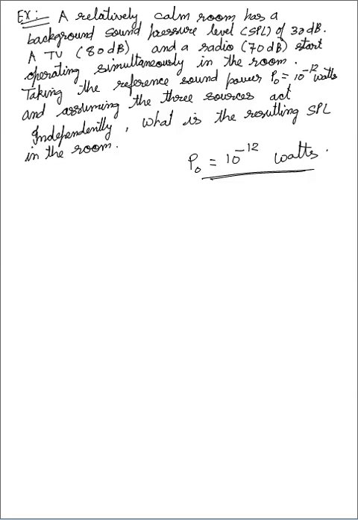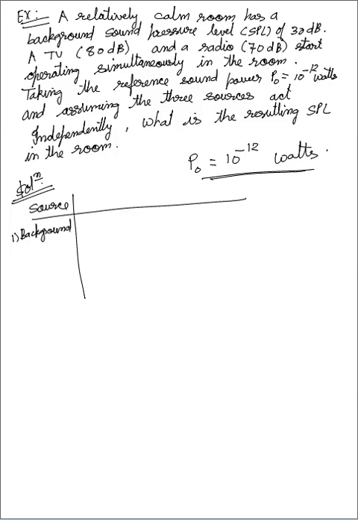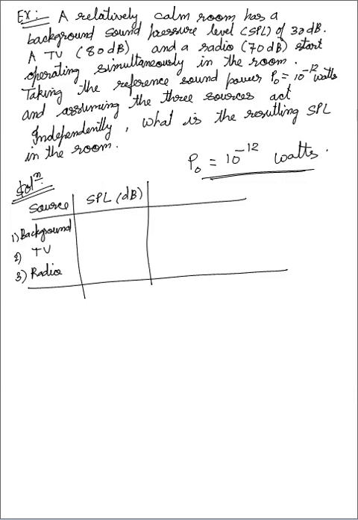So basically let's make one table so that we can analyze. We are having sources. How many sources are we having? First source is background noise, some noise will be there. Second is your TV, and third is the radio, also going on simultaneously. So we are having three values, and all the values are in decibel. So one is 30, TV is given as 80 decibel, radio is 70 decibel.